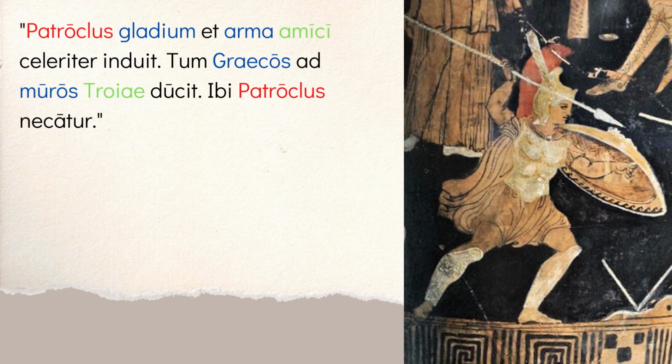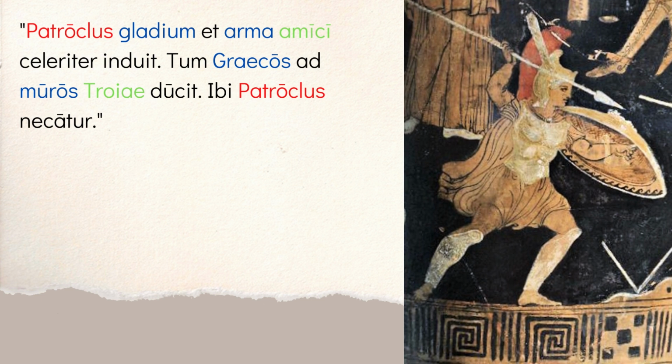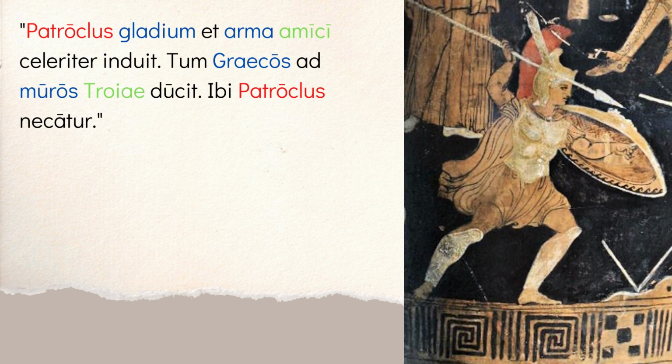Then you have Patroclus, gladium et arma amici celeriter induit. And again, now you have Orbilius talking. So this is not anyone quoting anything. This is Orbilius kind of narrating the rest of the story for the boys. Remember, he's telling his students a story. So it's Patroclus, celeriter induit. He quickly puts on the gladium, the sword, and the arma, the weapons, amici, of his friend. So this is the moment where Patroclus puts on Achilles' armor, right?